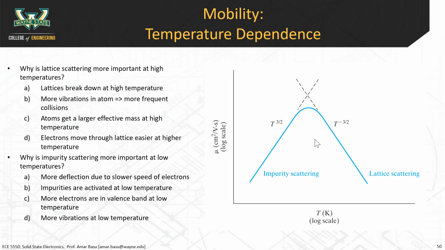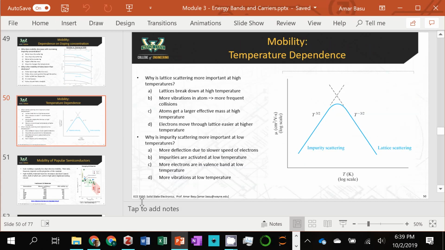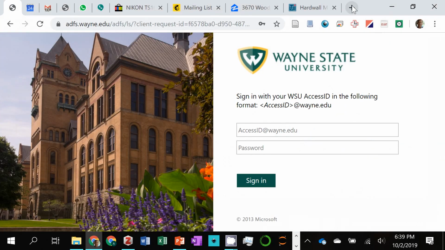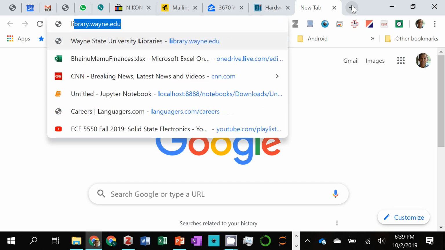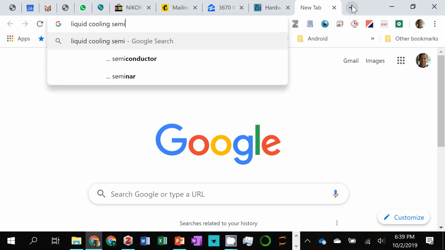Right. Now the electrons are just going to move more slowly through the material. So that's the reason why cooling semiconductors is very important nowadays. Instead of using fans, can you use some kind of liquid? Oh yeah. Here, let's look at liquid cooling of semiconductors.